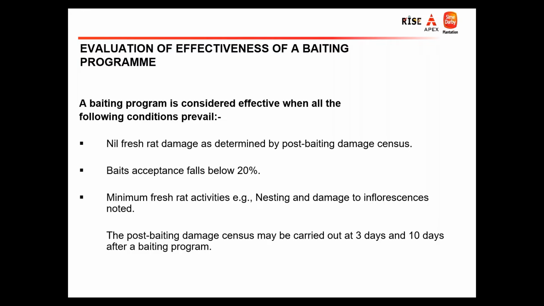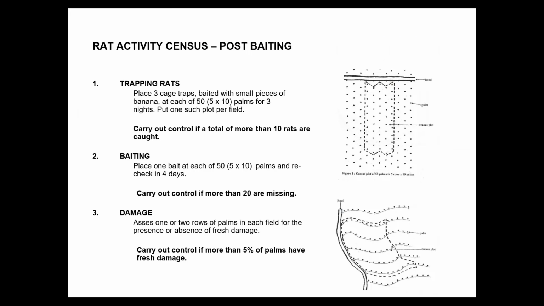How do you check the rat activities? Okay, rat activity sensors post bedding. You can actually set traps, about 5 rows by 10 points, 50 points. So trapping the rats using cages. Also you can do baiting. If you're using traps, you carry out control if more than 10 rats are caught over a period of three nights. Yes. That means it's still a high population.